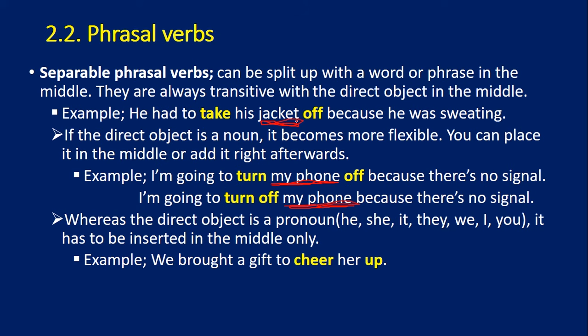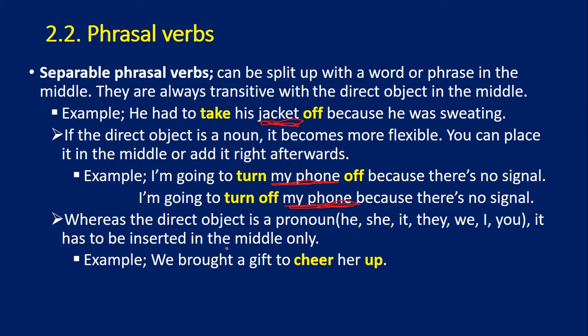Whereas if the direct object is a pronoun, we know the pronouns, right? He, she, it, they, we, I, you. If it's a pronoun, it always comes in the middle. Placed at the end, it doesn't give us a meaning; the grammatical order is not correct and it doesn't make sense. So if the direct object is a pronoun, it always comes in the middle. Always. It's still a transitive phrasal verb, but it always comes in the middle.